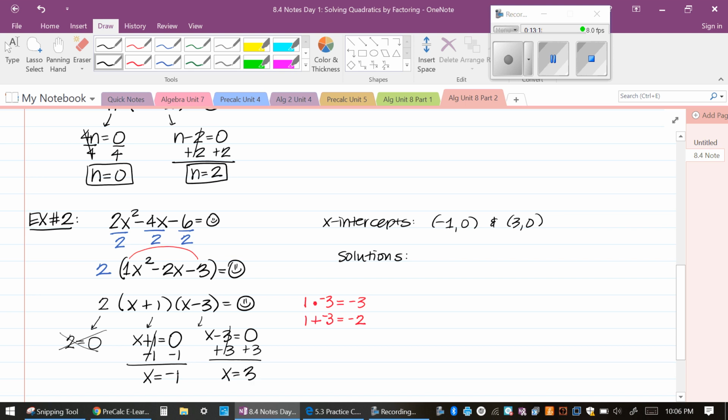And as you see, these are the same answers we got when we graphed and found the x-intercepts, like I told you before. Solutions are the same thing as x-intercepts, except they're written differently. They're written with an equal sign and not as ordered pairs. So remember, the goal of the lesson is to be able to solve quadratic equations by factoring. Let's do two more examples.